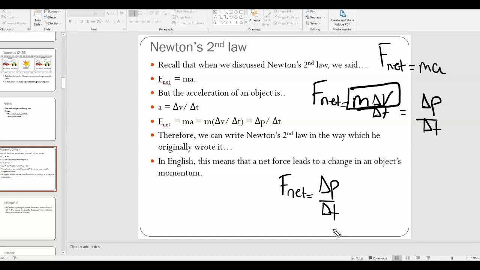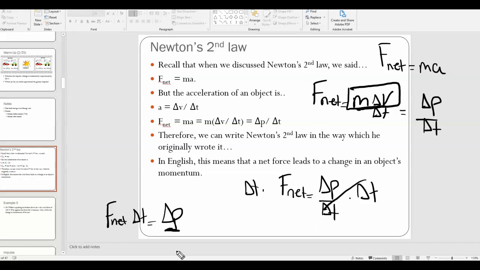Now, just to show you one more thing, if you multiply both sides by delta t, which is the time over which the momentum is changing, you get an equation that looks like this. F net times delta t is equal to delta p. The right side we already talked about before. That's change in momentum, right? mv final minus mv initial.